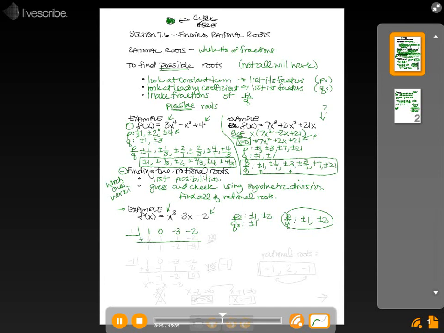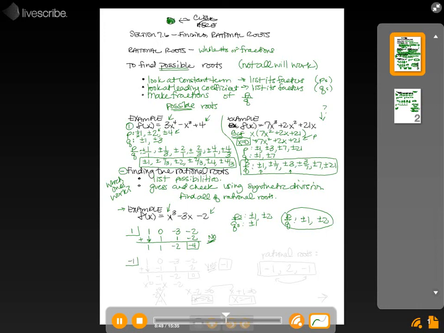So let's just pick positive 1, the first thing in my list. Try synthetic division. Bring down the 1. 1 times 1 is 1. 0 plus 1 is 1. 1 times 1 is 1. Negative 3 plus 1 is negative 2. 1 times negative 2 is negative 2. Our remainder is negative 4. So no, 1 doesn't work. Since it doesn't work, we go try something else.